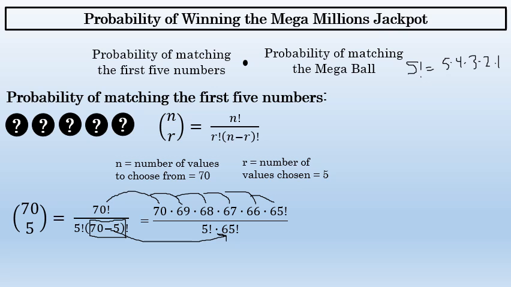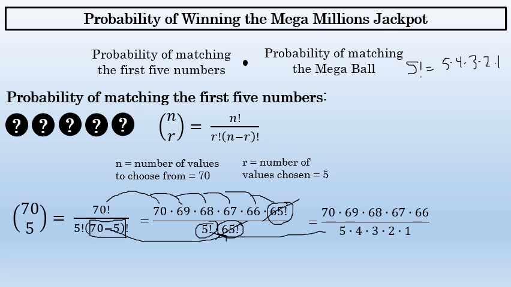And that leaves you with a fraction that has a factor of 65 factorial in the numerator and 65 factorial in the denominator. Those can cancel out. Those are going to divide away to be 1. Even though 65 factorial is a very, very large number, it's going to be identical in the numerator and denominator. They'll be able to cancel out. So all that you're left with after that cancellation in the numerator is 70 times 69 times 68 times 67 times 66. And in the denominator, the 5 factorial is 5 times 4 times 3 times 2 times 1.